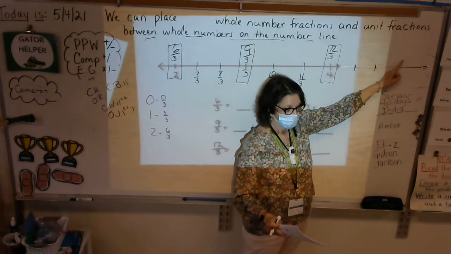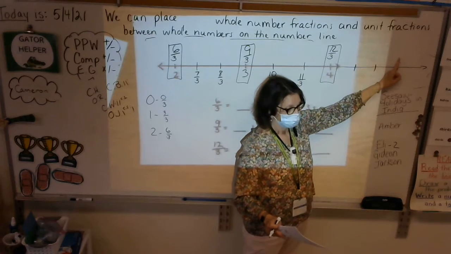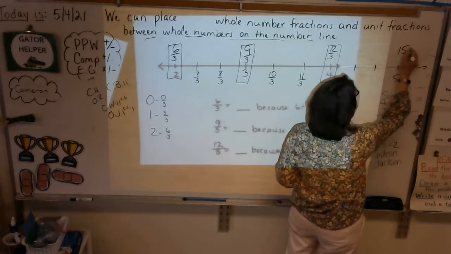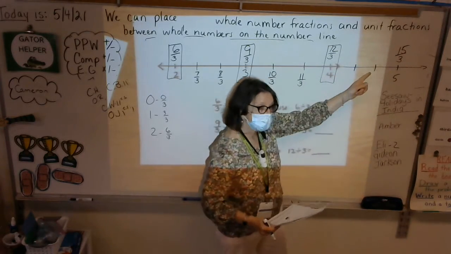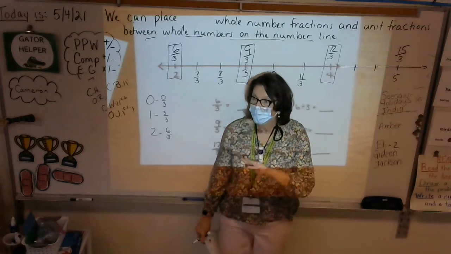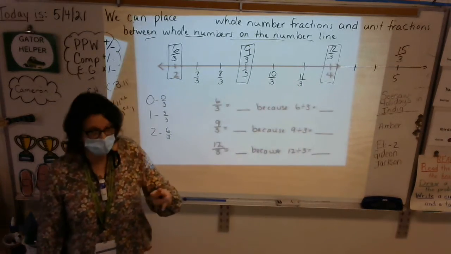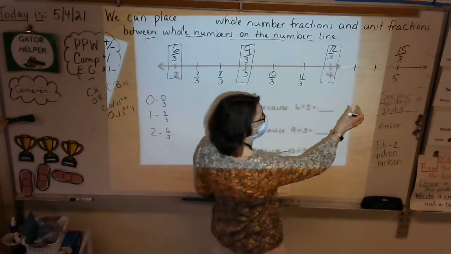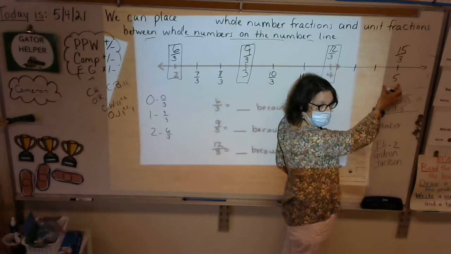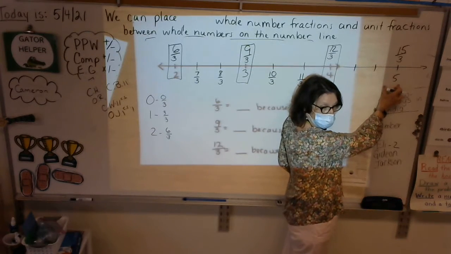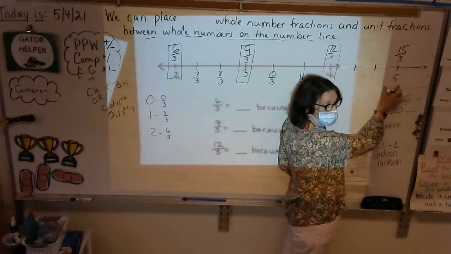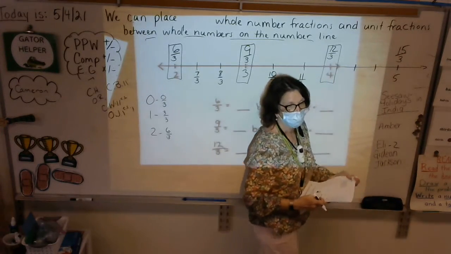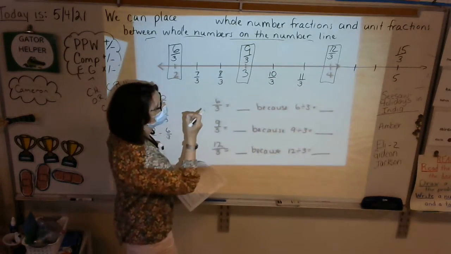Perfect. Say this. 15 thirds? Yes! 15 thirds. Not 13 thirds. Good job, bud. It's 15 thirds because we are skip counting by 3s. Does everybody see that we're skip counting by 3s? 3 times 5. 3 times 5 equals 15. At this point, you have 5 wholes. How many wholes do you have, boys and girls? 5. How many equal parts are in each whole? Three equal parts because we're doing thirds. So 5 times 3 equals 15 is your total number of thirds. Box it.